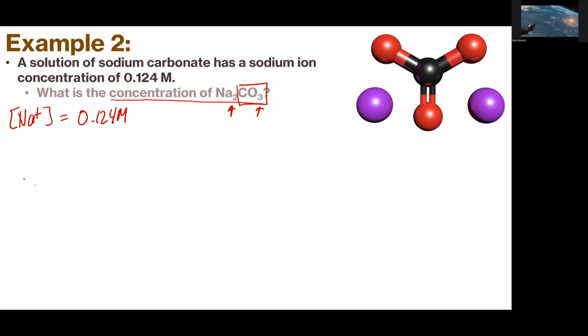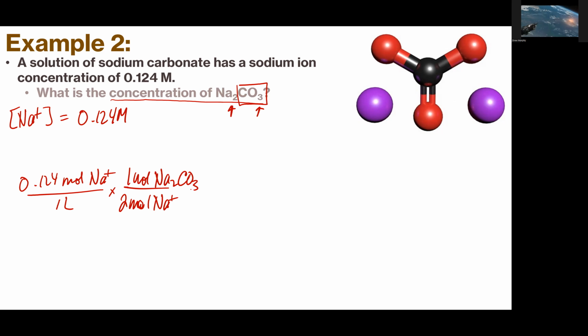Start with what we know, 0.124 moles of sodium in 1 liter. We know there's 2 moles of sodium for 1 mole of sodium carbonate. And then that's it. We end up with 0.0620 molar sodium carbonate.